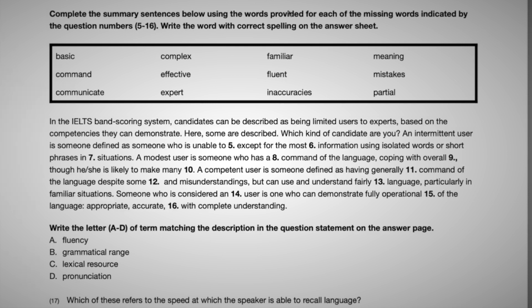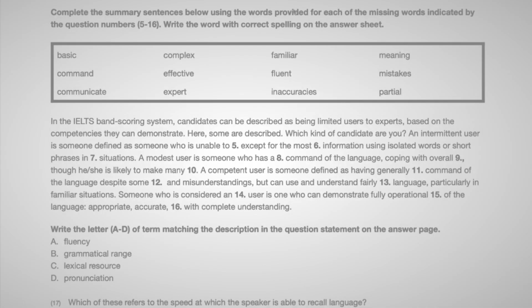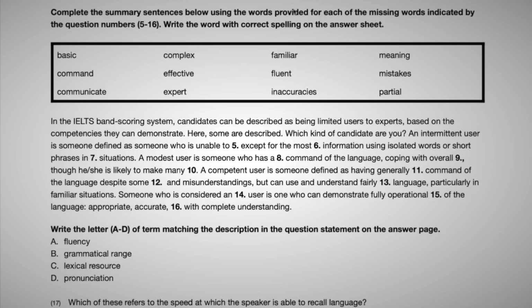Someone who is considered an expert user is one who can demonstrate fully operational command of the language, appropriate, accurate, fluent, with complete understanding. Okay, now it's your turn.